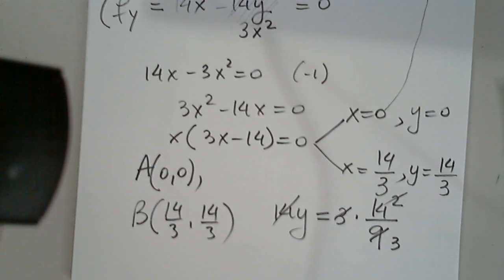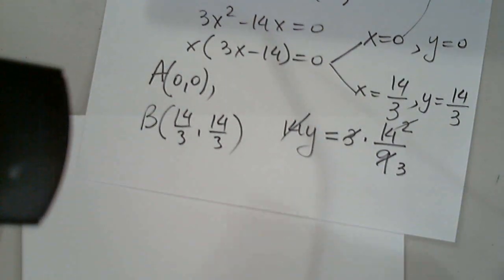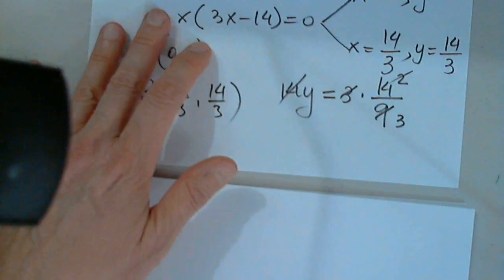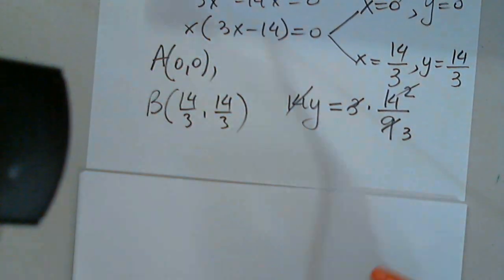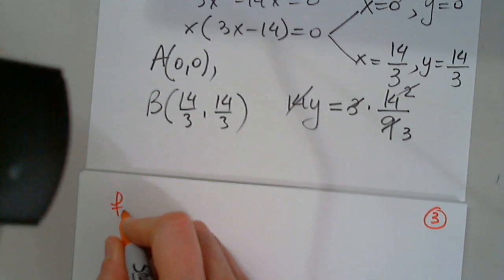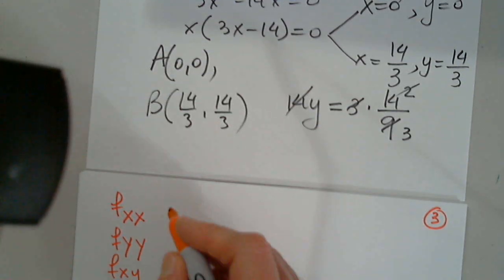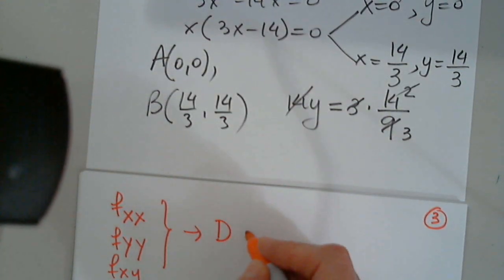So at this point, I only found the critical numbers, if you want, or critical points, where a max or a min could exist. But I don't know what the result would be. So we're moving on. I'm on page 3. So now we have to determine fxx, fyy, and fxy. Why? I need them in the d-test.